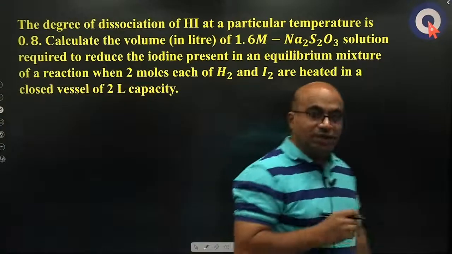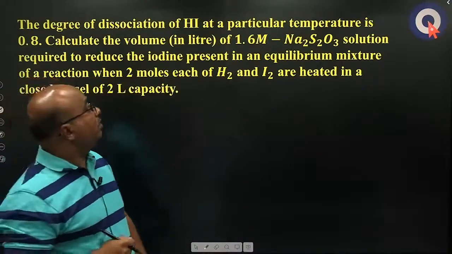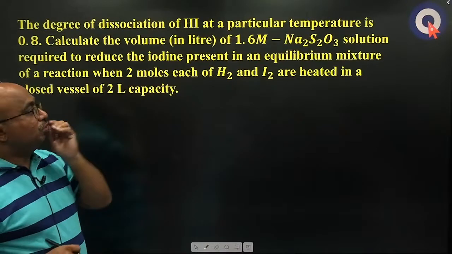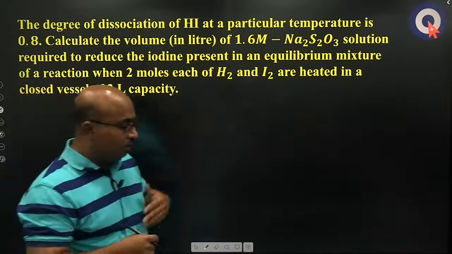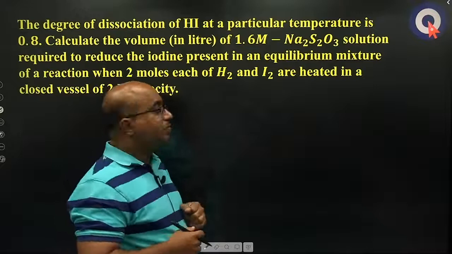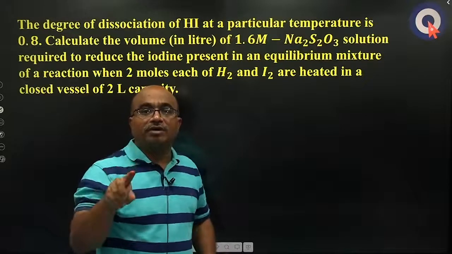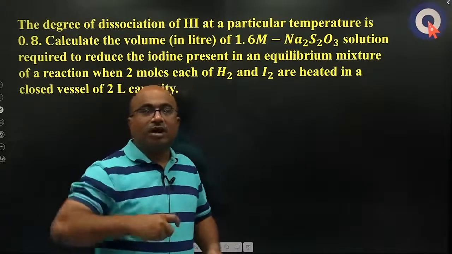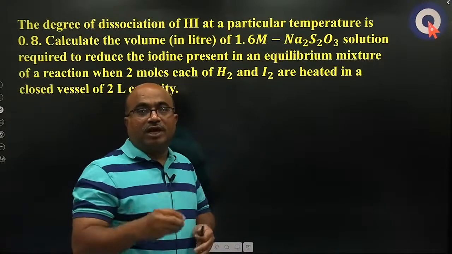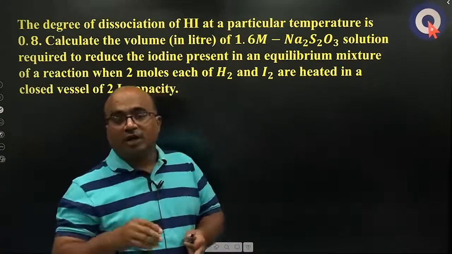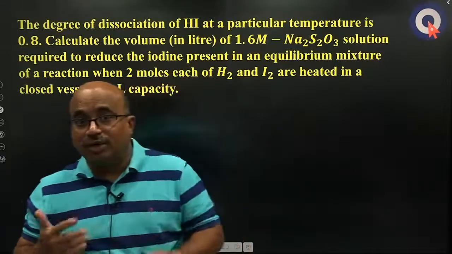The degree of dissociation of HI at a particular temperature is 0.8. Then he is asking the volume of Na2S2O3, hypo sodium thiosulfate, which is required to reduce. Let us say this is a redox reaction between hypo and iodine. Whenever there is an equilibrium mixture, sometimes some components are given which might be reacting with only one of the components, so that we can get that component's concentration. From that we can determine the other concentrations, other active masses, so that we can calculate Kc values or Kp values, whatever we write in terms of some amount of this consumed for the reaction to attain equilibrium.